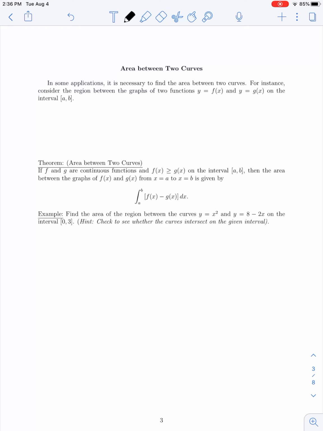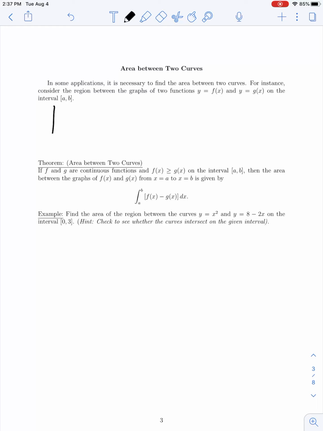So in the next part of this section, we'll talk about determining the area between two curves, and then we'll talk about some applications of finding the area between two curves if we have rate functions for two quantities that may be related somehow. So I mentioned here that in some applications, it is necessary to find the area between two curves. So for instance, just to illustrate the idea, consider the region between the graphs of two functions, say y equals f of x and y equals g of x on the interval from a to b.